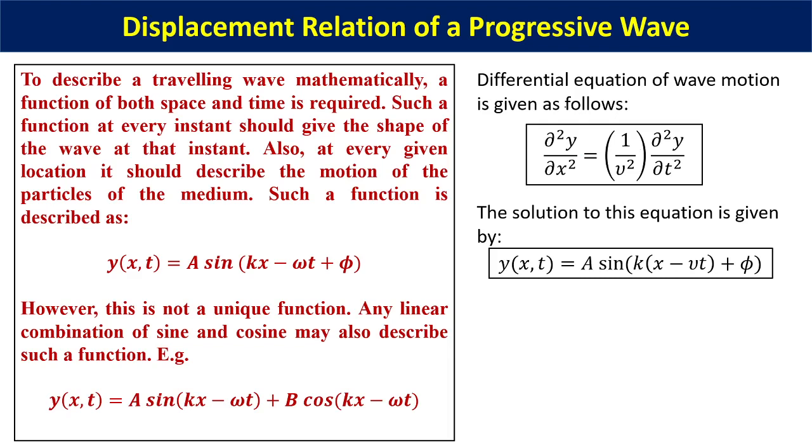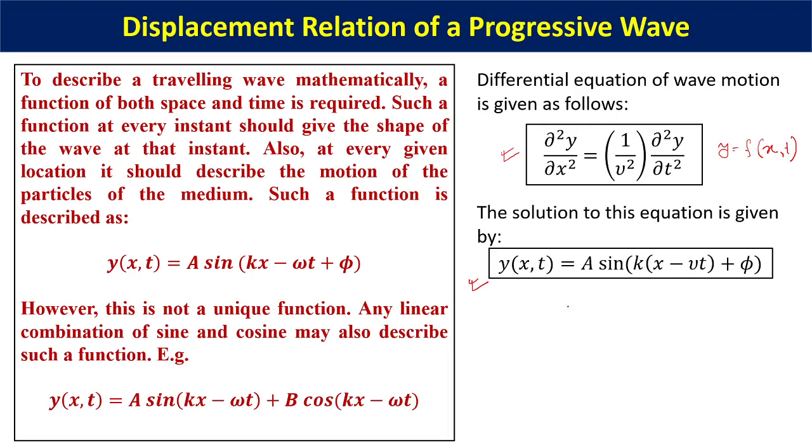As already I have told you in the previous class, the wave may be represented by a differential equation which is like this. This is of course a partial differential equation. Partial means, as already I said, that the dependent variable, which is y, is a function of two independent variables. That means here it's a function of the space x and time. That is the reason why this is a partial differential equation, and the solution to this differential equation is given by this relation. In short, this relation itself is known as the displacement relation of a progressive wave.